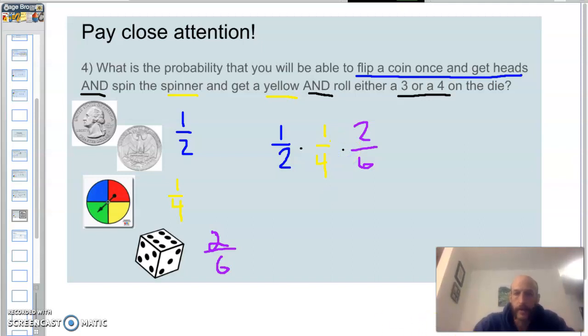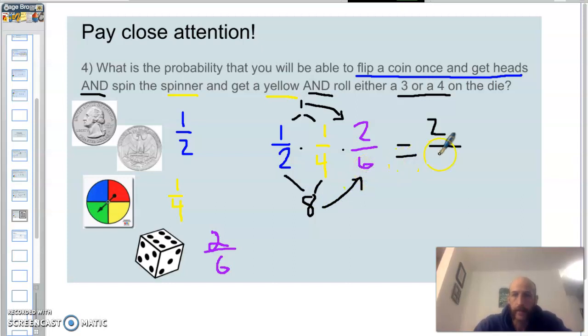All right, so let's multiply the numerators, the top numbers. 1 times 1 is 1. 1 times 2 is 2. And let's do the denominators, the bottom numbers. 2 times 4 is 8. And 8 times 6 is 48. So the probability of flipping a coin and getting a heads, spinning the spinner and getting a yellow, and then rolling a die and getting a 3 or a 4 is 2 out of 48.